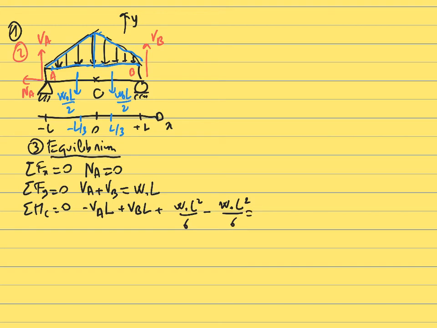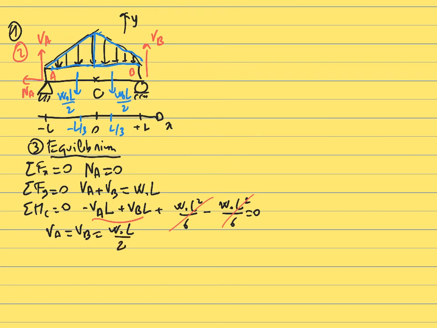And the sum of moments has to be equal to 0. So in this case, we quickly find that since those two moments counterbalance each other, it has to be that VA is equal to VB. Since VA and VB sum to W naught L over 2, and they are equal to each other, they are both equal to W naught L over 2.